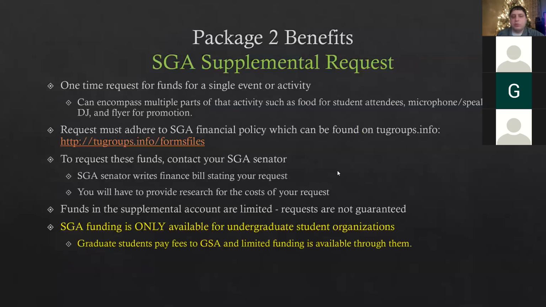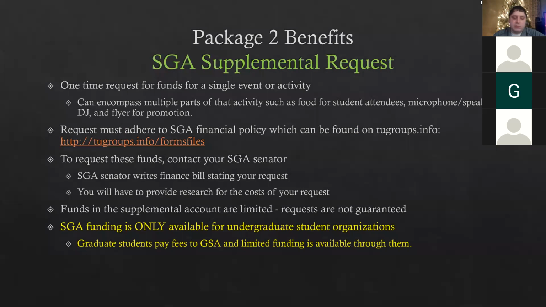Okay, if you do those two things, the 50 Tiger points and meet with your senator virtually, you will have completed everything for package 2. One of the big benefits that you will get is you will be able to request up to 2 supplemental requests from the SGA. Most notably, these are basically one-time requests for funds for a single activity.